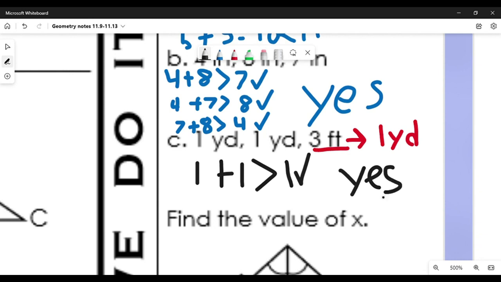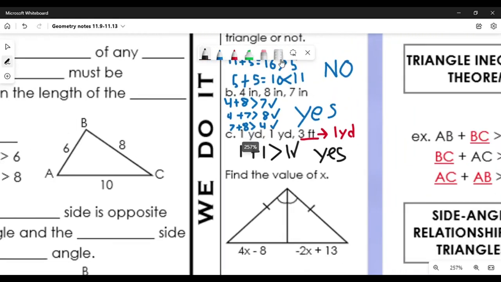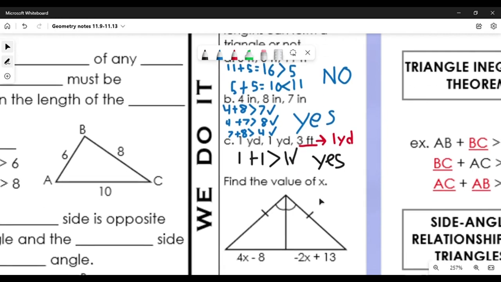So A, that was a no for us because it did not work for all 3 of the sides. B, it was a yes because we checked it out and it worked out for all 3. And C ended up being yes because all 3 of the sides are equal and we were able to just work it out. All right.